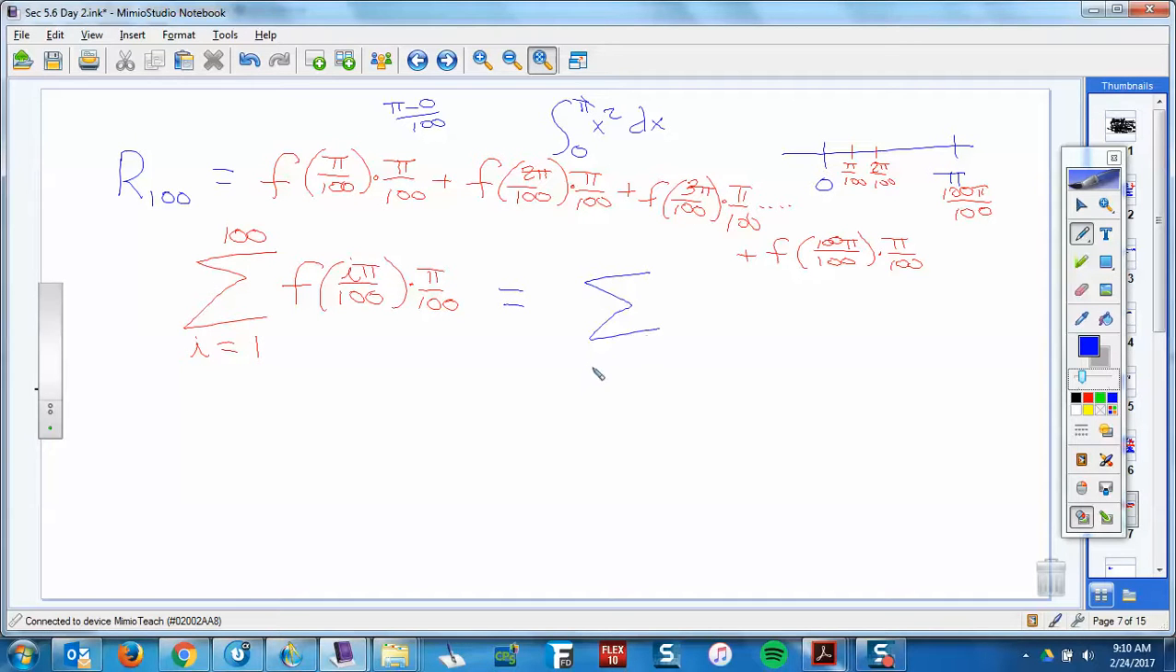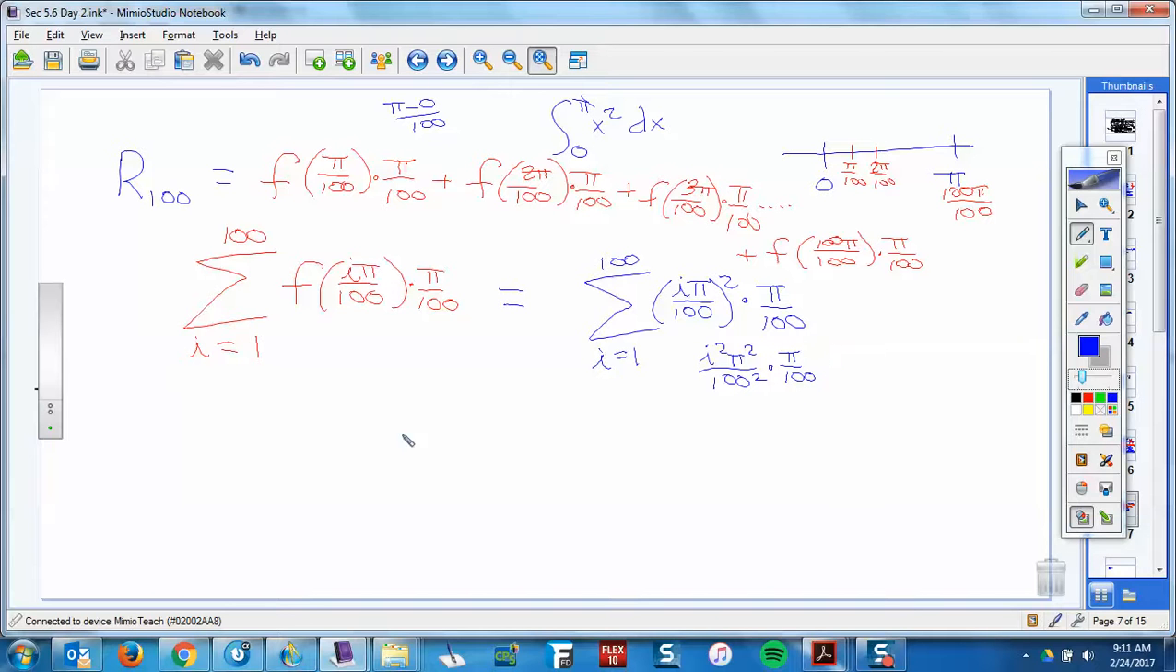So we're getting the sum, i equals 1 to 100, of i pi over 100 squared times pi over 100. So all I did was take it out of the f notation and plug that into the function for x. And now we want to get this constant out of here. So the same thing. This is i squared pi squared over 100 squared, right? I'm just going to leave it 100 squared for right now. And then I got this pi times 100, right?